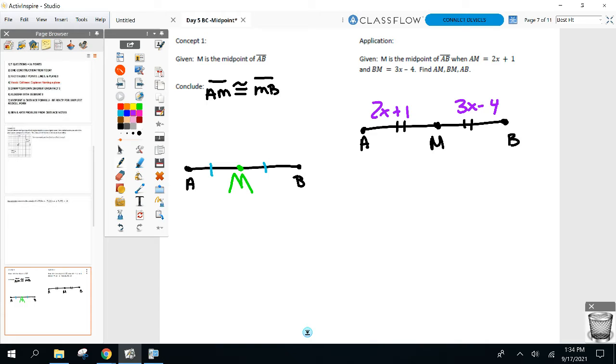Okay, time out for a second. He's absolutely correct. Remember we couldn't do that a couple nights ago in homework and in class? Why? We didn't know what about this point we put on it. It was just on the line segment. We didn't know if it was in the middle or not. Now we do. Now we do. So now I can take 2x plus 1 and set it equal to 3x minus 4.